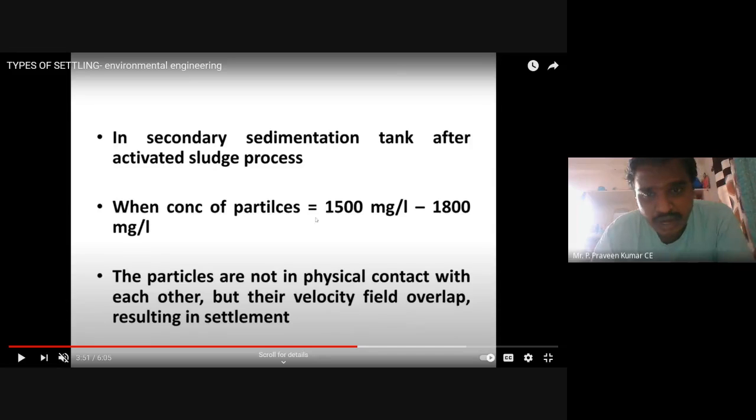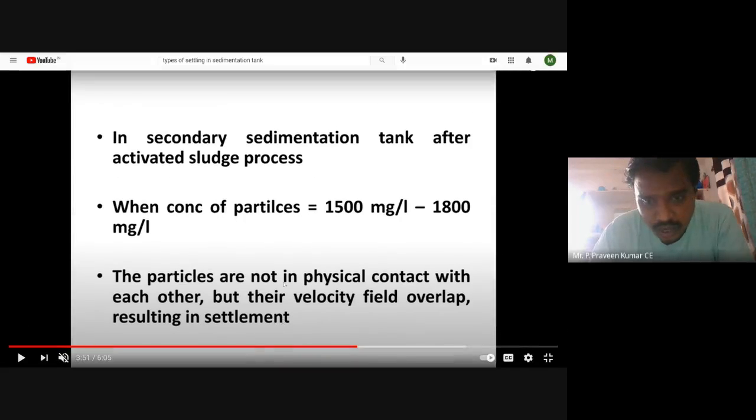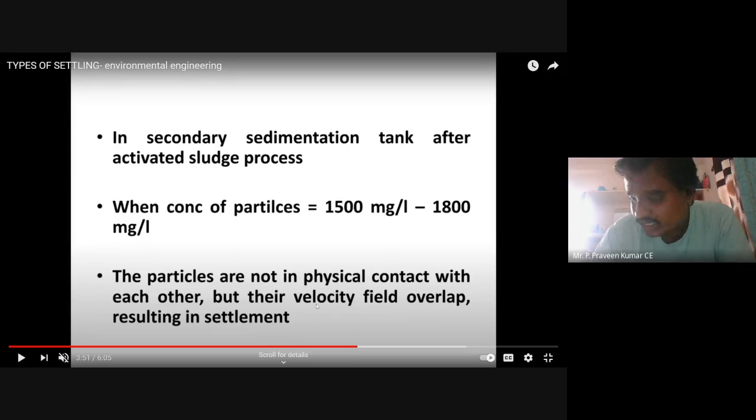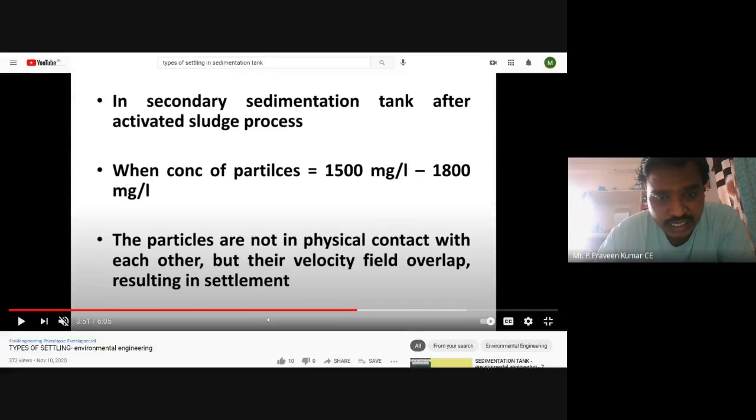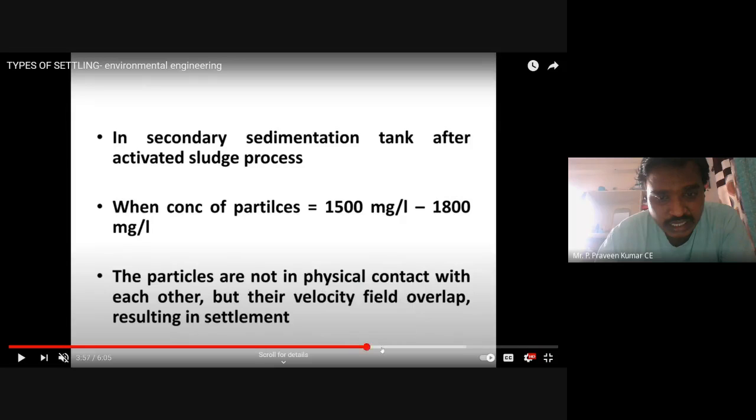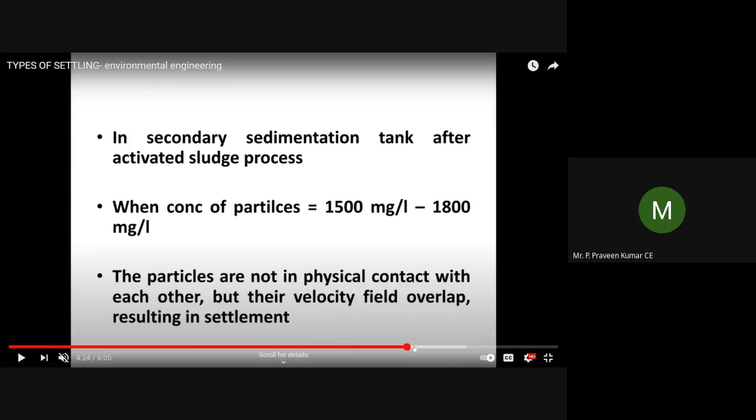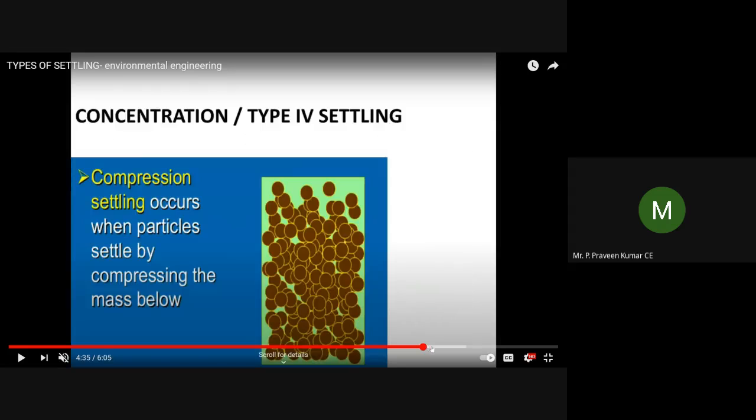When the concentration of particles is under 1500 mg per liter or 1800 mg per liter, the particles are not in physical contact with each other. There will be some gap, but the velocity fields overlap, resulting in settlement. Due to this velocity, the particles are pushed to concentrate with other particles, then automatically the flocculent particles settle under this sedimentation process. That is about hindered or zone settling.